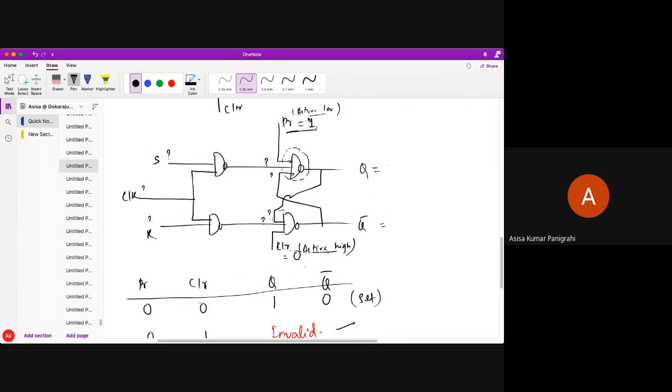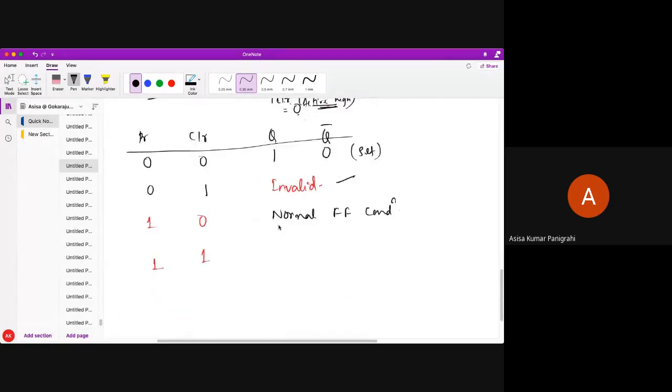If preset equal to 1, this is active low. It is going to find out what this input and what this input are. Similarly, clear equal to 0 and it's active high, so it finds out what this input is. So both of them won't be able to give the initial state. They will find out what the S clock and R actual inputs are. Accordingly, they will give us the outputs. So that's why it's called normal flip-flop condition.